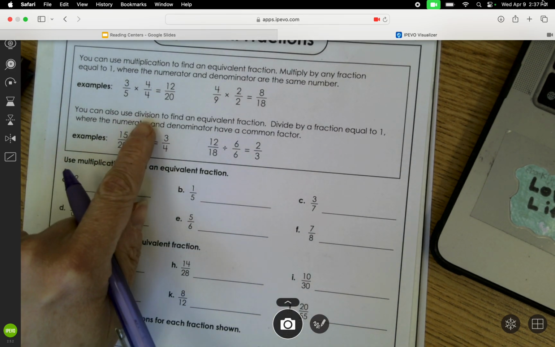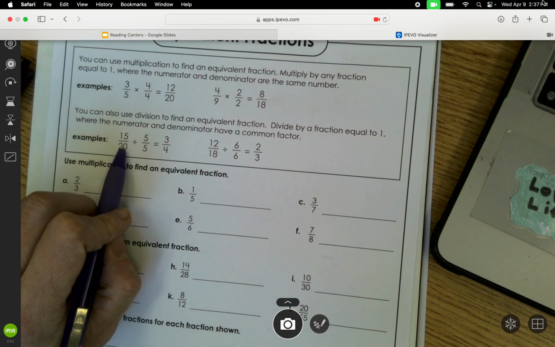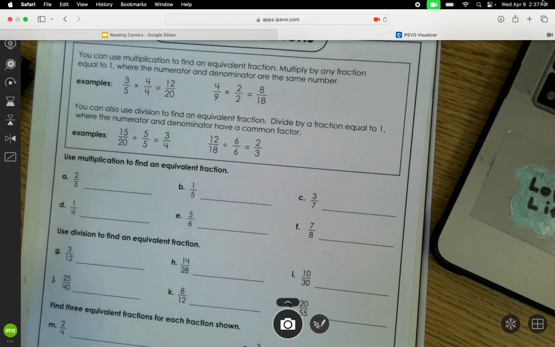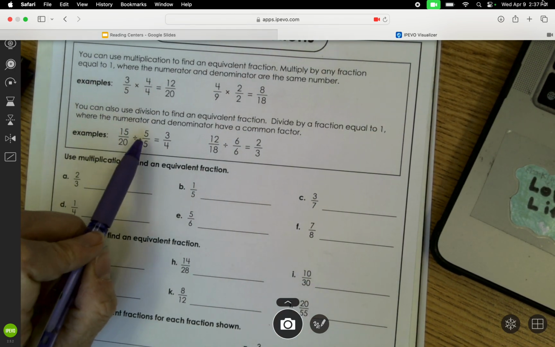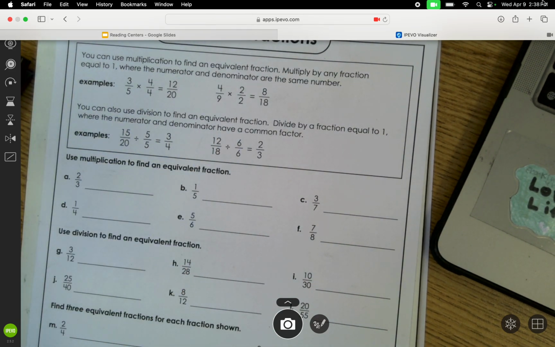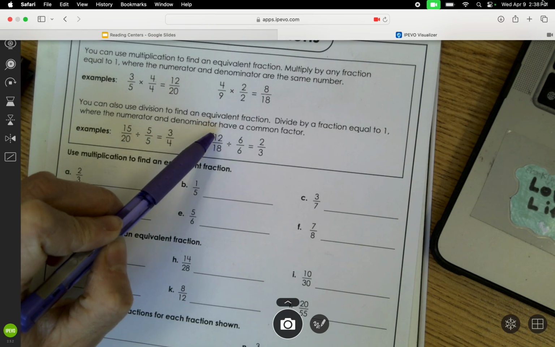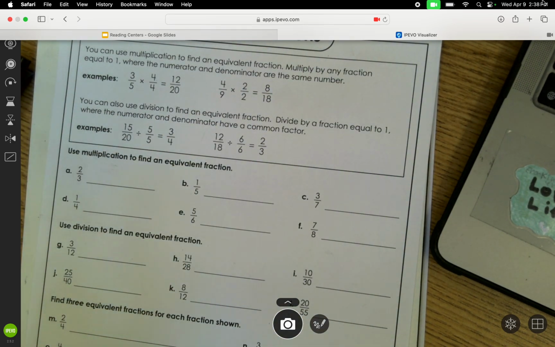You can also use division to find an equivalent fraction. Divide by a fraction equal to 1, where the numerator and denominator have a common factor. So you might not always be able to do this, but if you see that they both have common factors, you absolutely can. So 15 and 20 are both divisible by 5, and 12 and 18 are both divisible by 6, okay? There's something called simplifying, and you want to use the greatest common factor. That means like the largest number that they can be divided by, but we're not going to worry about that. Any common factor will do, okay?